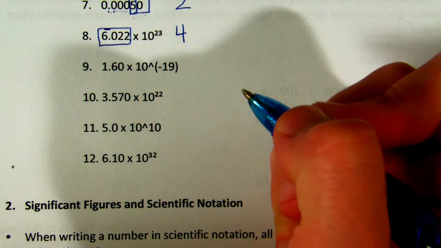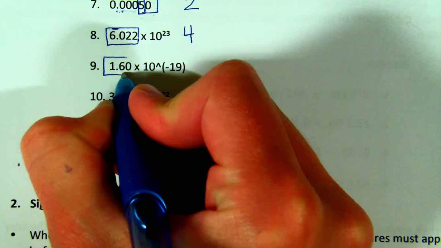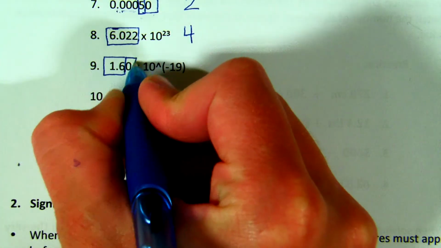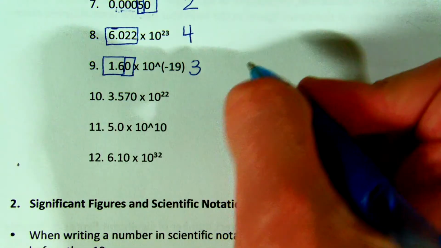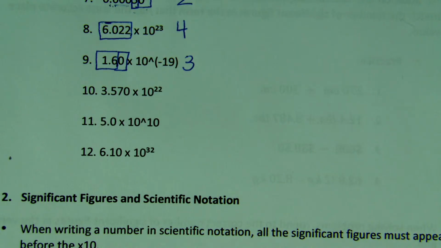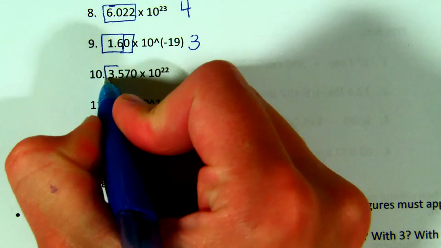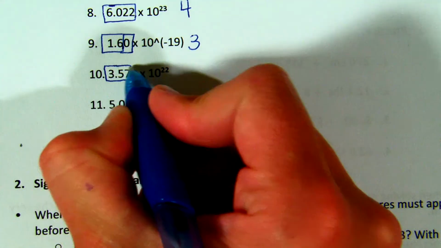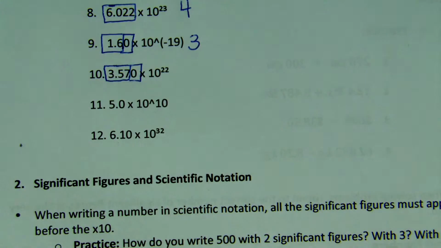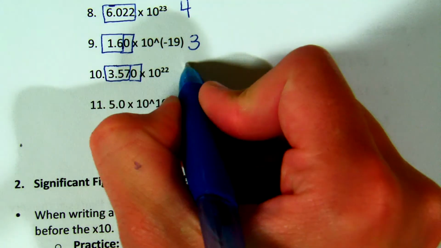In number 9, 1.6 times 10 to the negative 19. We still box the non-zero digits. Because of the decimal point, we would box this 0 as well. And so we would see that there are 3 significant figures. In 10, the 3, the 5, and the 7 are our non-zero digits. Because of the decimal point, this 0 is also considered significant, and so we have 4 sig figs.